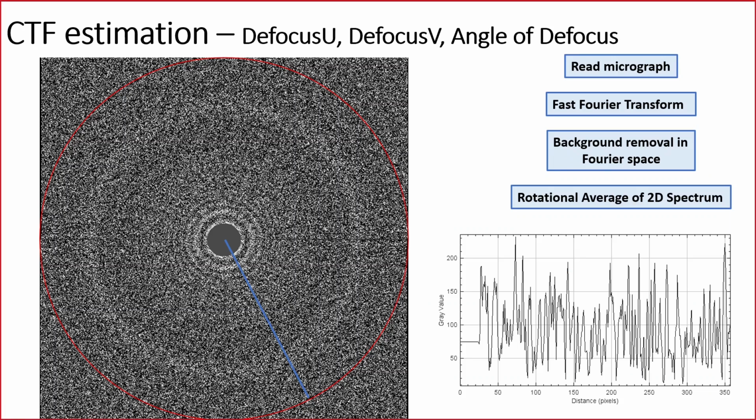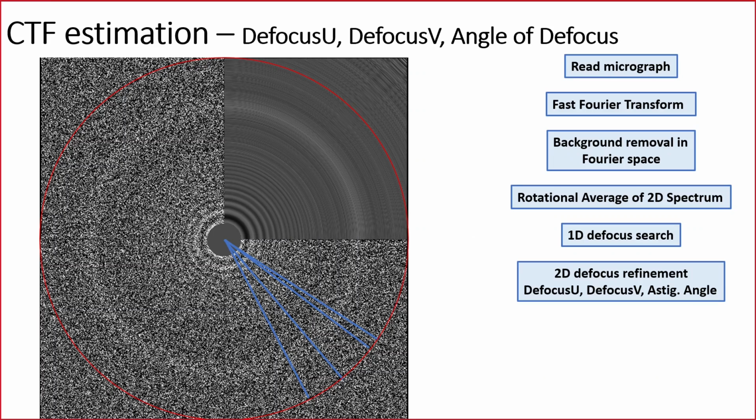Then we see that this image is very noisy. What we will do is take a rotational average of the 2D spectrum. The rotational average is, in polar coordinates, taking one profile of our 2D Fourier spectrum. We see that in this profile we don't really see the Thon rings. They are there, but they are very noisy. So we will take another profile, and we will make a rotational average of all the 1D profiles.